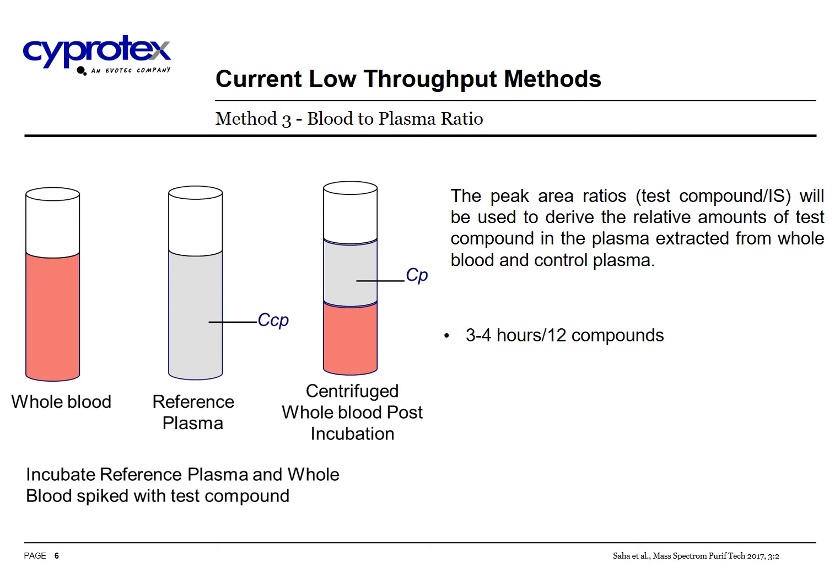Historically, the blood to plasma ratio methods have been low throughput. We have developed a high throughput method to determine blood to plasma ratio for 96 compounds at a given time using method 3, which would have taken a few days and labor to do the assay manually using any of the techniques described so far.